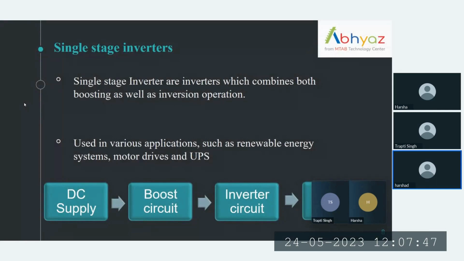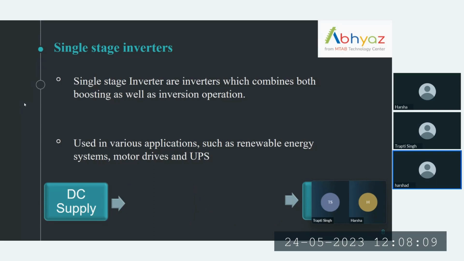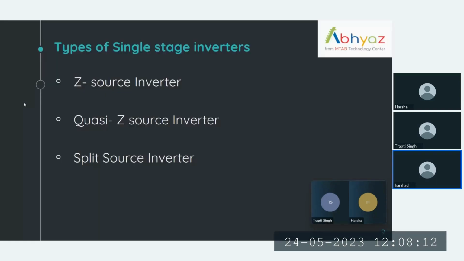Single-stage inverters are inverters which combine both boosting as well as inversion operation by introducing an impedance network between the source and the converter. They can be more useful in renewable energy systems, motor drives, and UPS. In single-stage inverters, the boosting as well as the inversion operation are performed by a single circuit. There are many single-stage inverters developed recently, but for today, I will explain three such inverters. They are Z-source inverters, quasi-Z-source inverters, and split-source inverters.